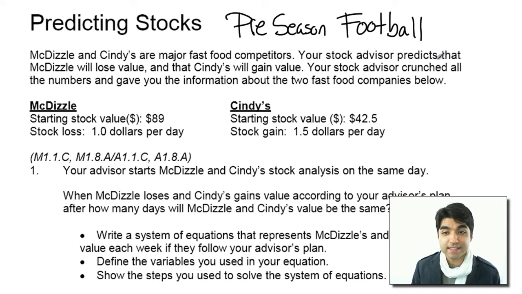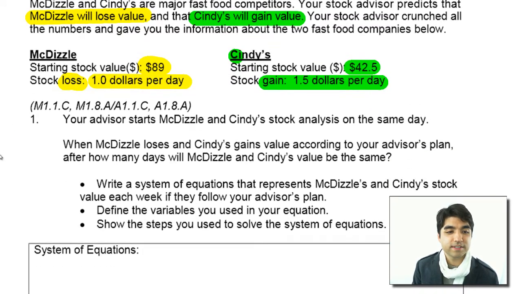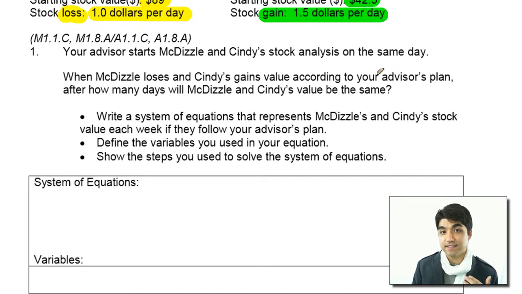Your stock advisor predicts that mcdizzle will lose value while Cindy's will gain value. Okay, so your stock advisor crunched all the numbers, gave you the information about the two fast food companies, and here's what the stock advisor got. So mcdizzle has a starting stock value of $89 and is losing $1 per day, while Cindy's is starting with $42.05 and is gaining $1.50 per day.